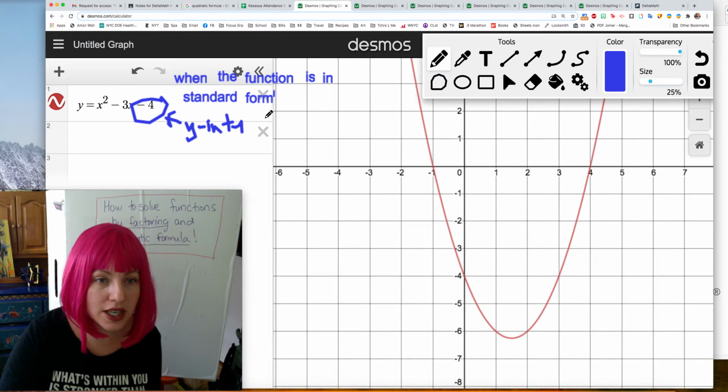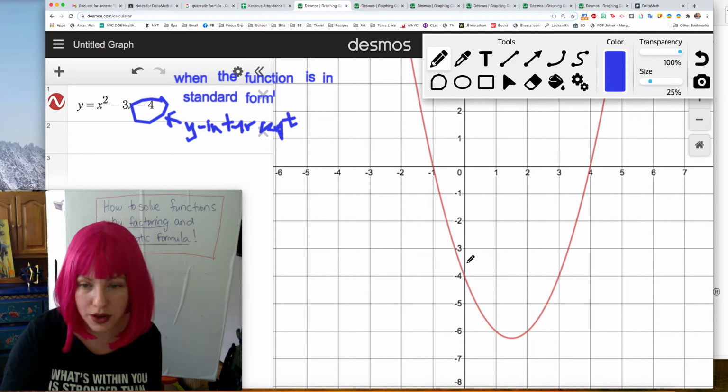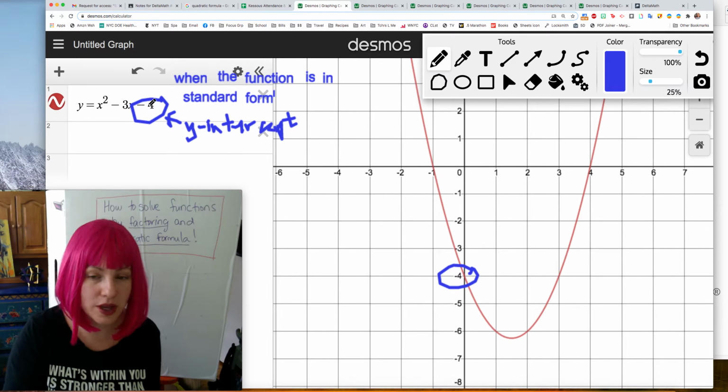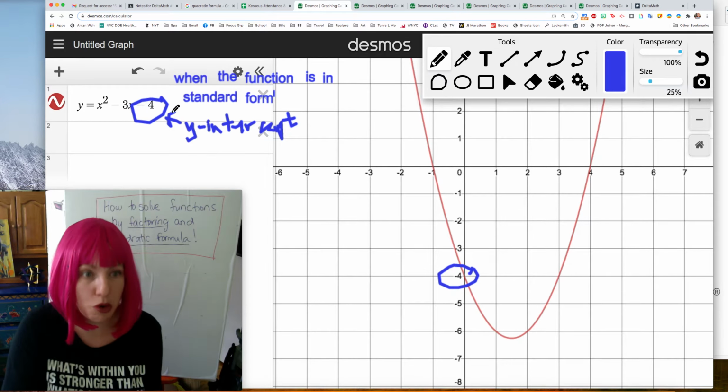And I'm going to just connect everything to the graph that we see. I don't know why this is super weird, it usually writes pretty smoothly. But you can see right there that the y-intercept is -4. So that's the first important thing that we know.